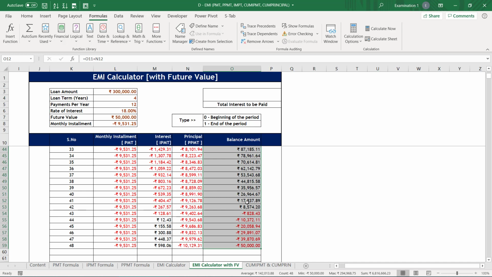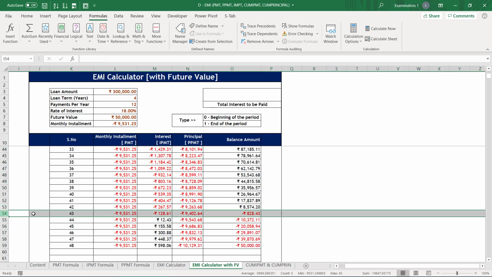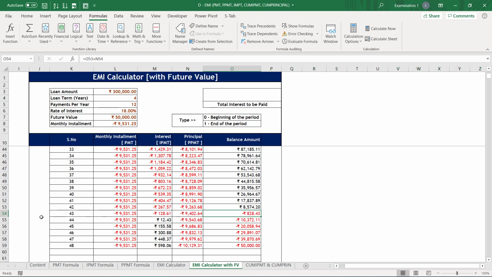Okay, if we come downward, just have a look. When you pay this 43rd EMI, this is the balance amount minus 828, and this is negative. That means after paying the 43rd installment, this amount is due to the bank, not to you.